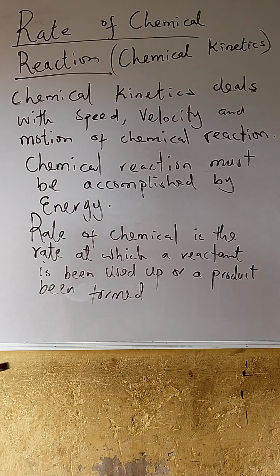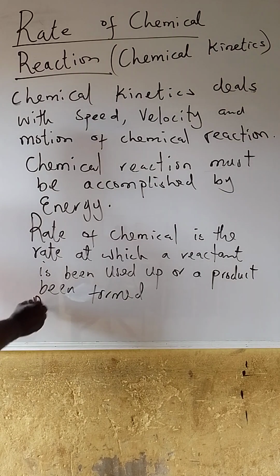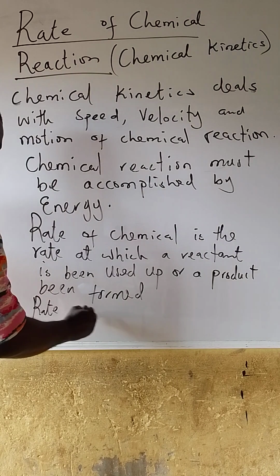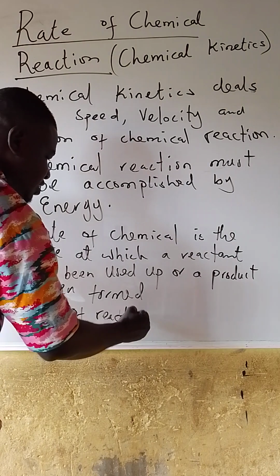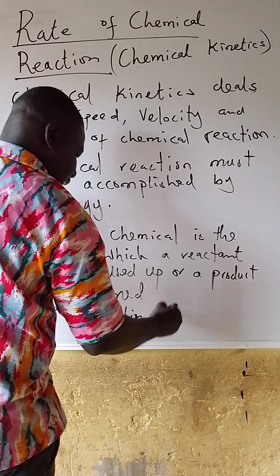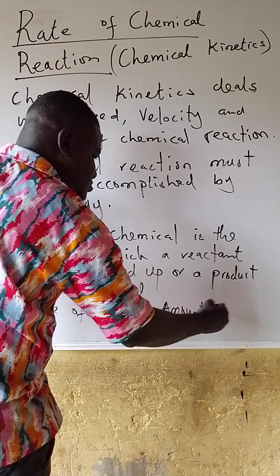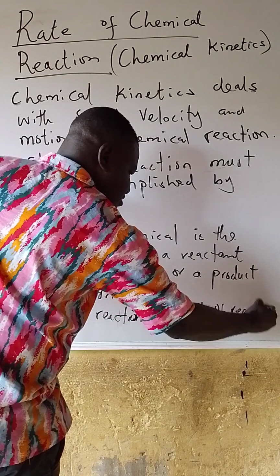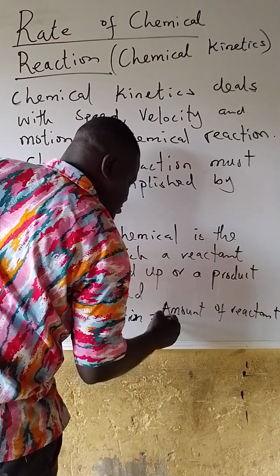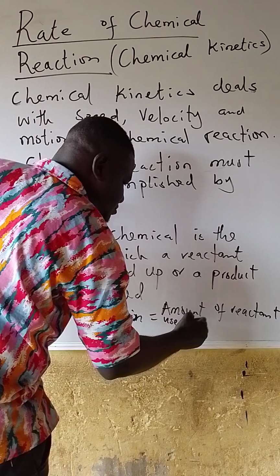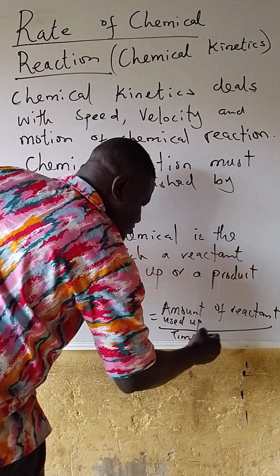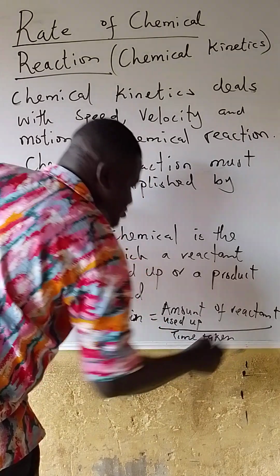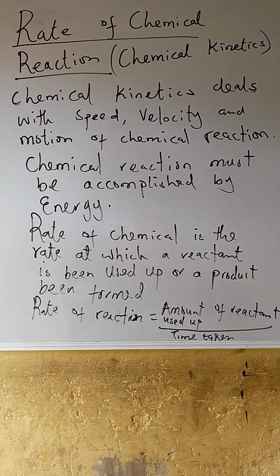So the formula is the rate of reaction is equal to the amount of reactants used up over the time taken, or the amount of product formed over time taken.